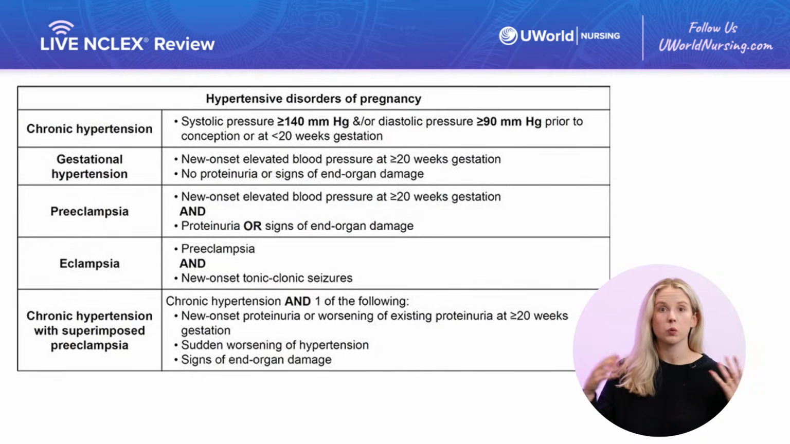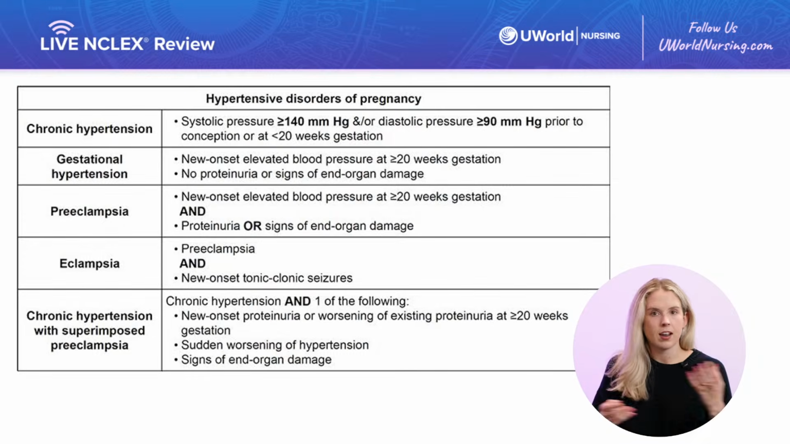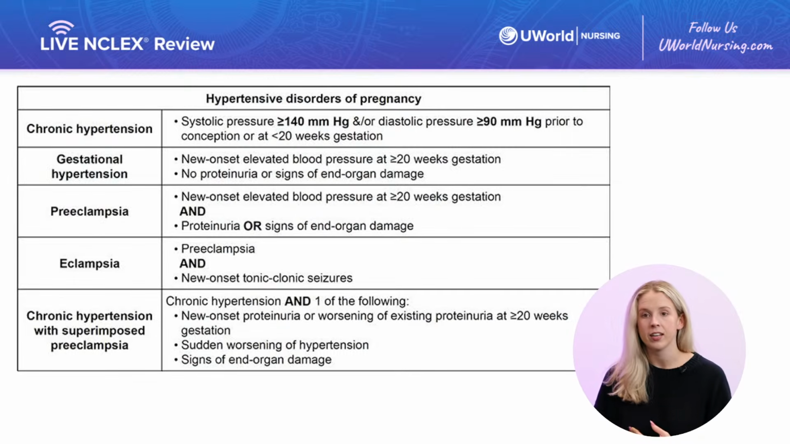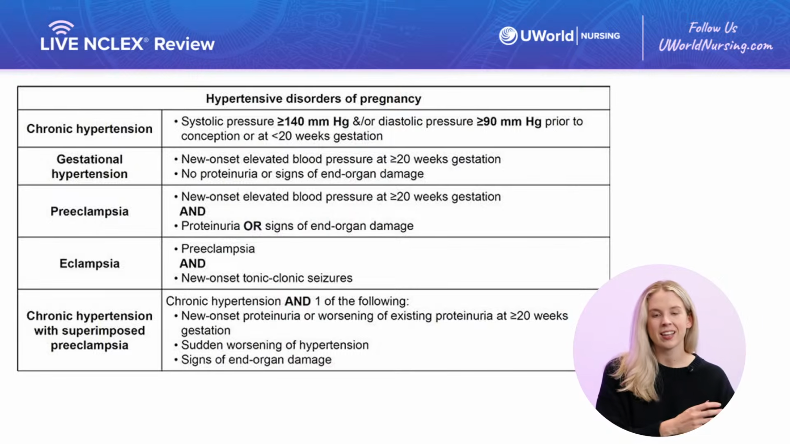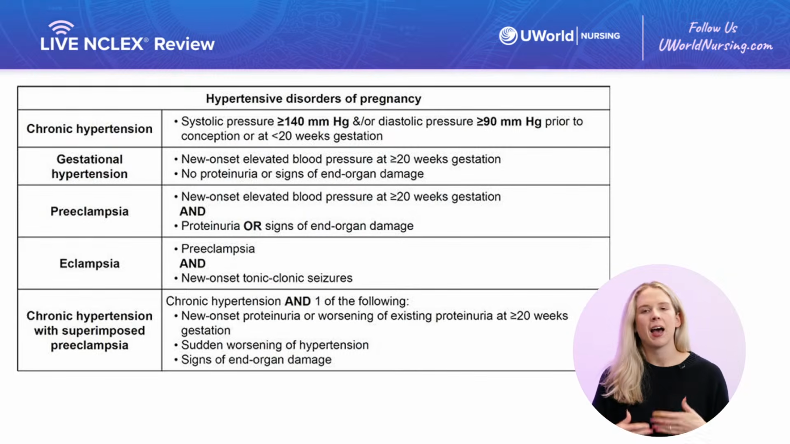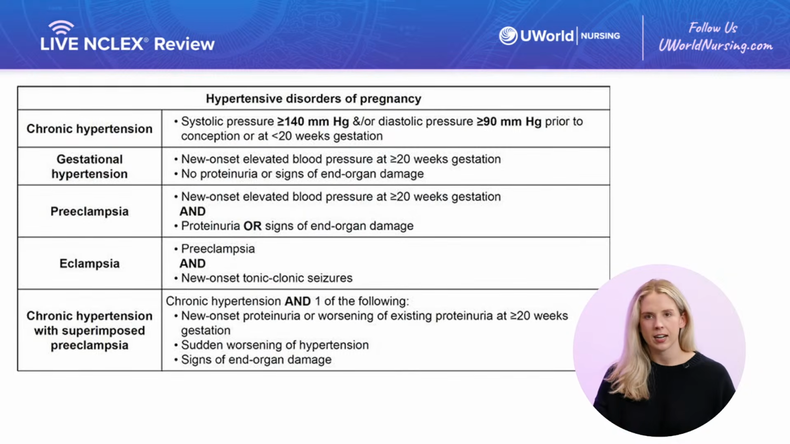So they may have new onset proteinuria. They never had it before, but now all of a sudden they have it. They can have a sudden worsening of hypertension, or they can start to show signs of end organ damage. Essentially, they had chronic hypertension prior to becoming pregnant, and they got superimposed preeclampsia, meaning that pregnancy added and kind of like shoveled some complications onto their steady chronic hypertension. So that's what superimposed preeclampsia is going to be.